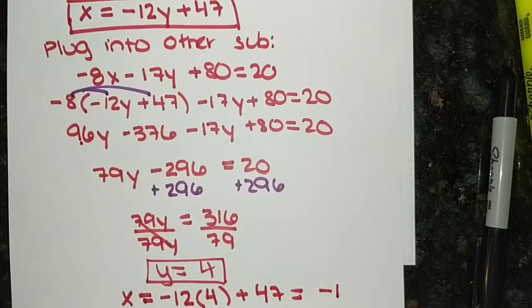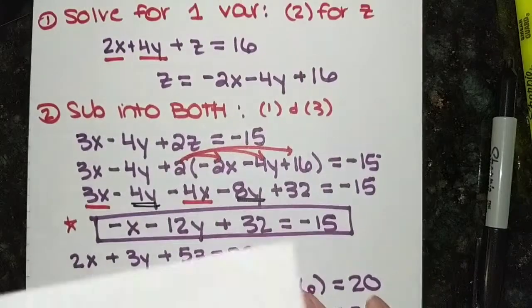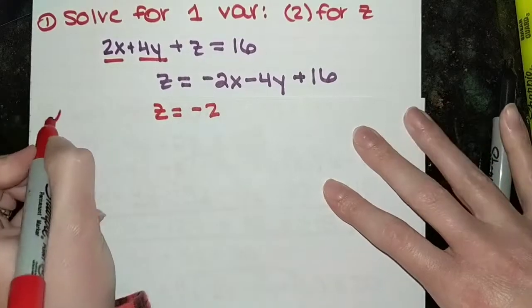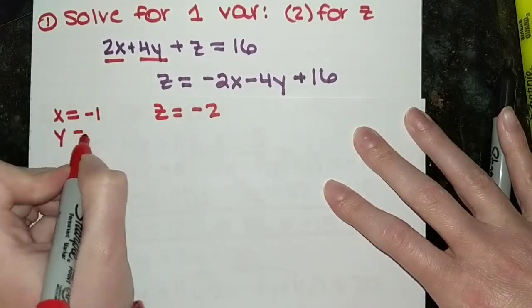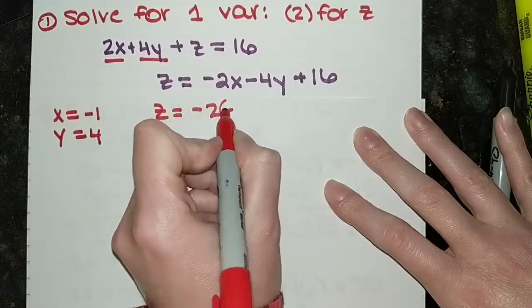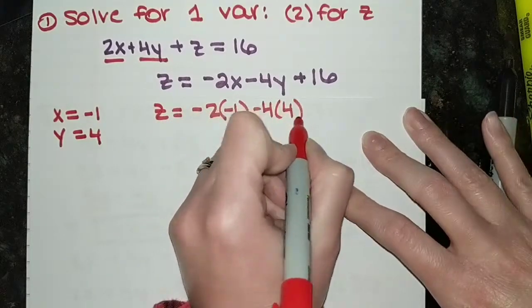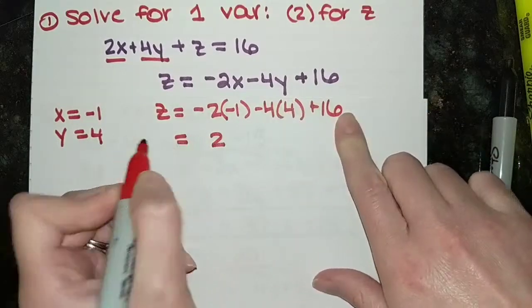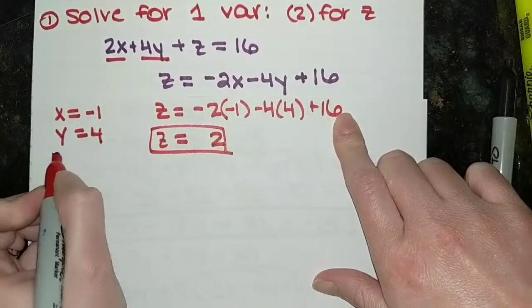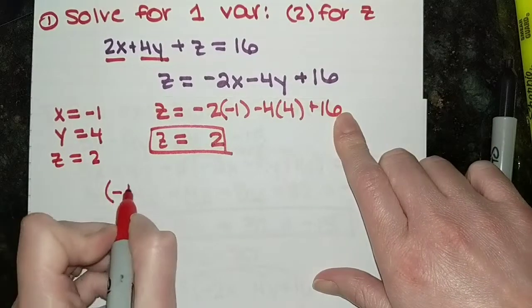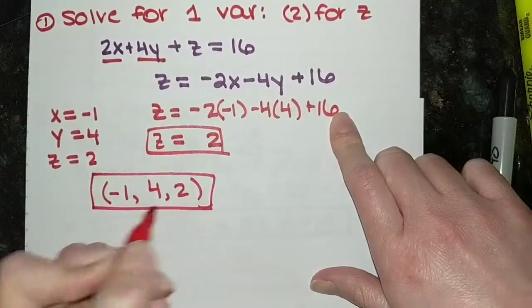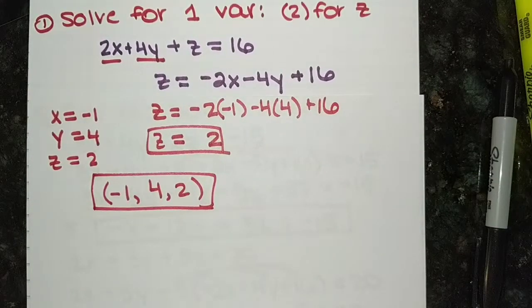And then from there, you still have to find z. And z was way back up here. Z was equal to this. So remember we have x is equal to negative 1, y is equal to 4. So plug in x is equal to negative 1, y is equal to 4, and that gives you 2, because you would have a negative 16 plus 16. So you would get z is equal to 2. So you have negative 1, 4, and 2 as your final answer, your ordered triple for that solution.